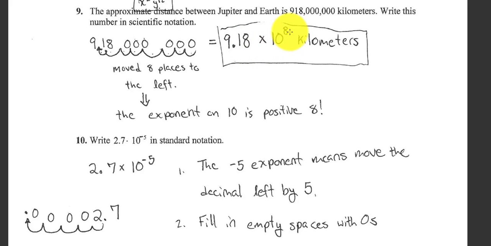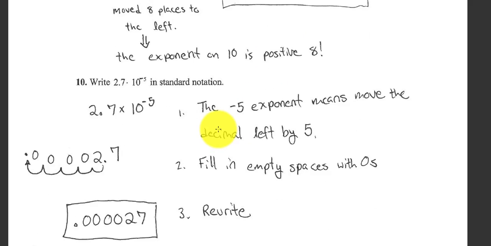9.18 times 10 to the 8. And think about it, that makes sense, right? If I took 9 and I multiplied by a really big number, that should give me a big number, right? So another way to write this big number is 9.18 times 10 to the 8, which is a big number. Okay. Then we look at number 10.